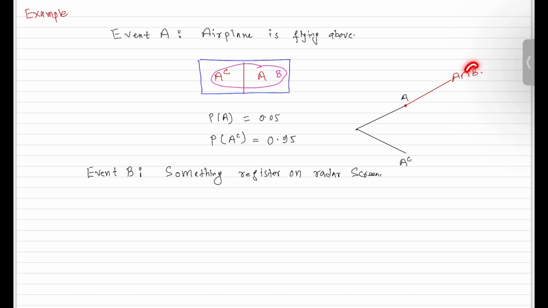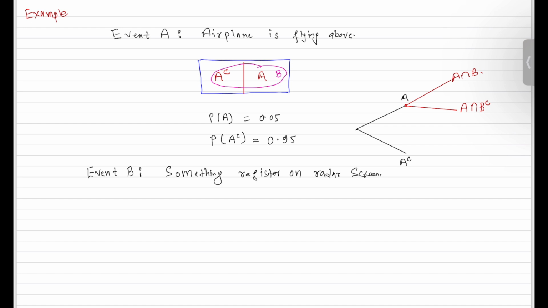So look at this event B, how we have defined it: something registered on the screen. There is something that has been registered on the screen, and what is it? That an airplane is flying in the sky. And maybe it could also be that an airplane is flying in the sky but it has not been detected by the radar, maybe due to some internal issues. So let's assume that possibility also, that there is something flying in the sky but it has not been registered on the screen by the radar.